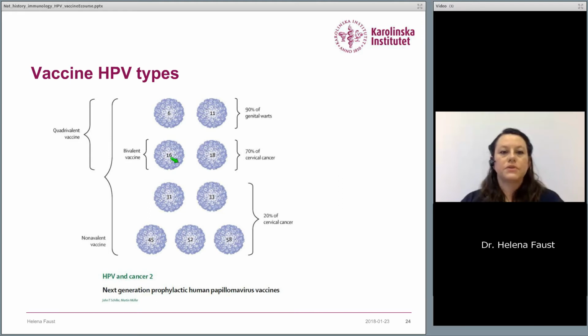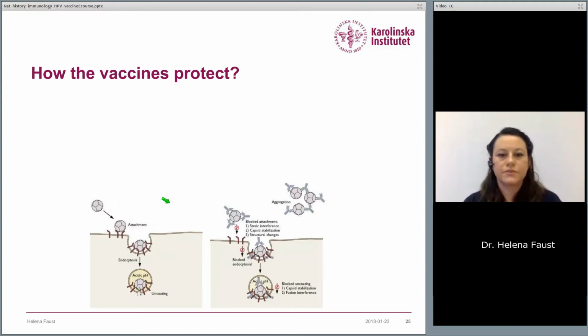So here are the HPV types which are used in vaccines. 16 and 18 are part of all of the vaccines, and they should prevent 70% of cervical cancers. Gardasil contains also 6 and 11, which should prevent 90% of genital warts. And the rest of the nonavalent vaccine types 31, 33, 45, 52, and 58 should prevent about 20% of the cervical cancers.